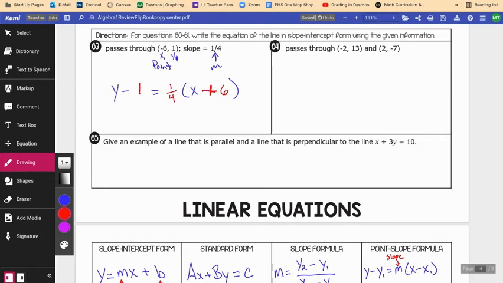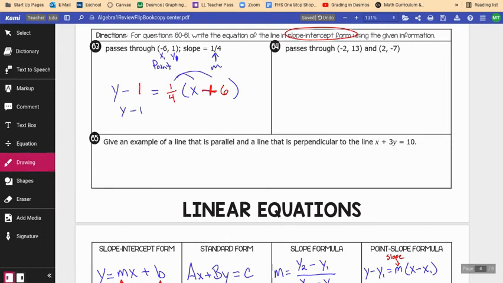And so that is point slope form. And now what they want us to do is write it in slope intercept form. So in order to do that, I have to simplify and solve this equation. So the first thing I do is distribute.